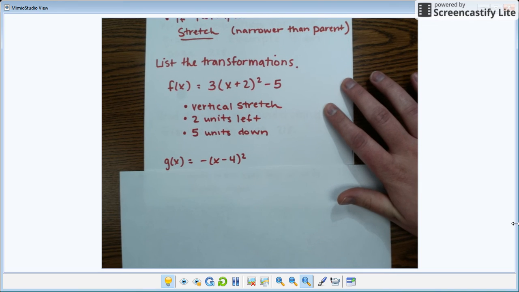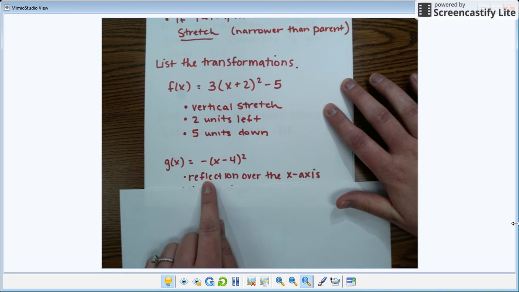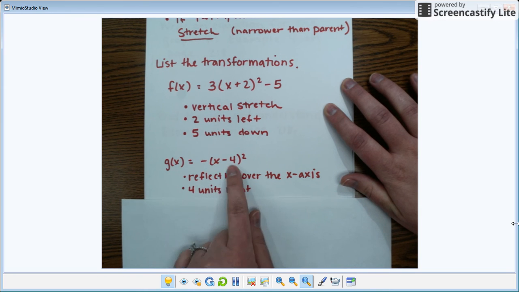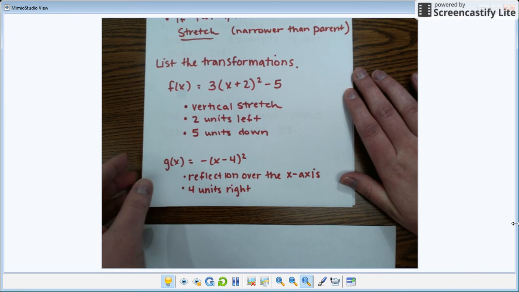Here we have a -1 in front, which means it's going to be a reflection over our x-axis. And the -4 means we're going to go 4 units to the right.